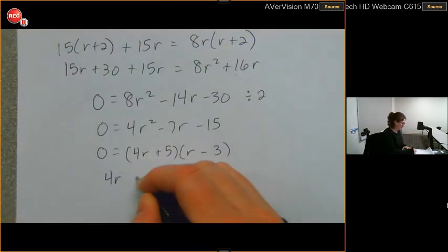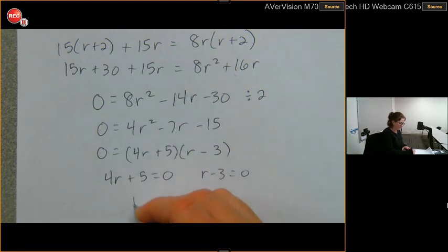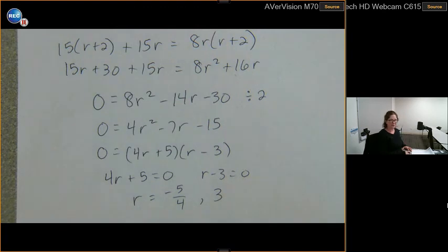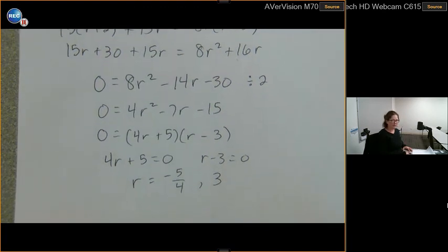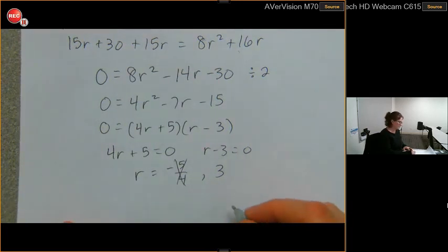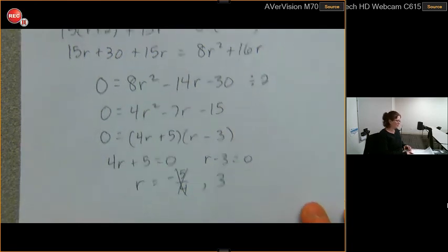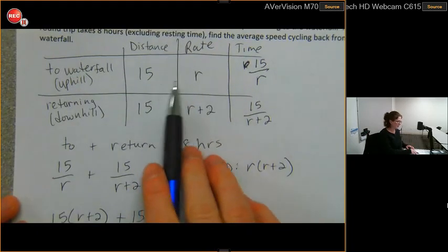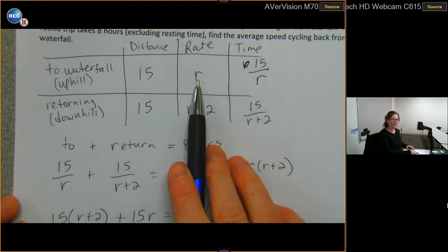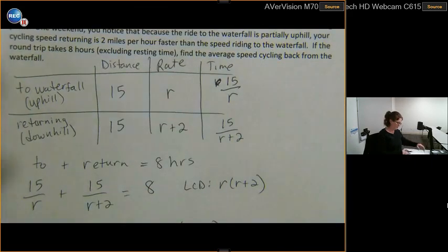Set each factor equal to 0 and get answers of negative 5/4 and positive 3. But remember, we're talking about a rate, so the negative answer doesn't work. So our rate is 3, but remember what the rate variable was. The rate variable was the pace going to the waterfall. We want to know the speed coming back from the waterfall.